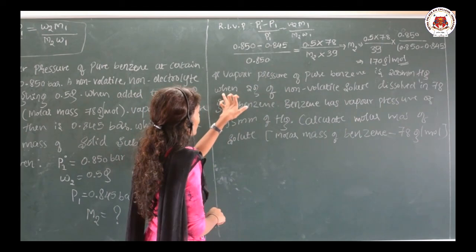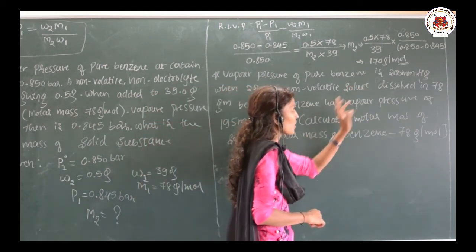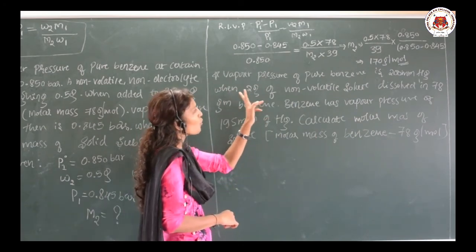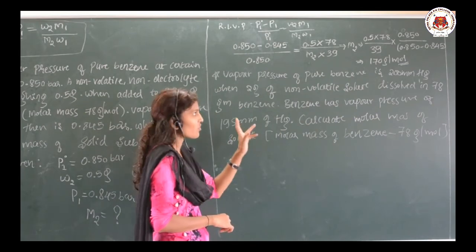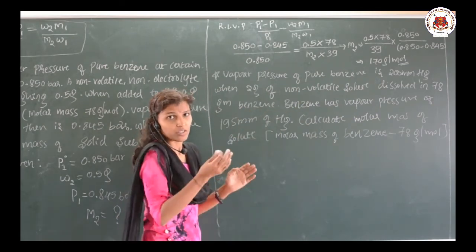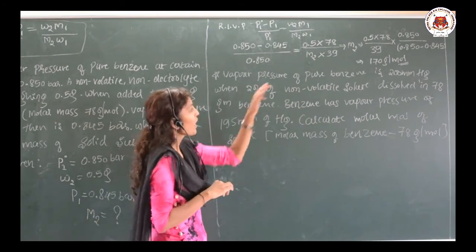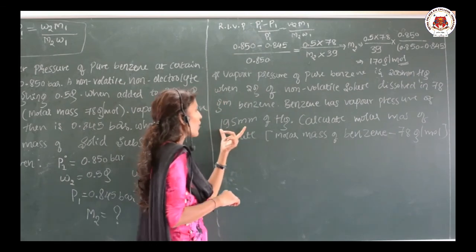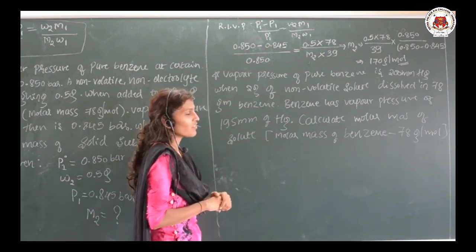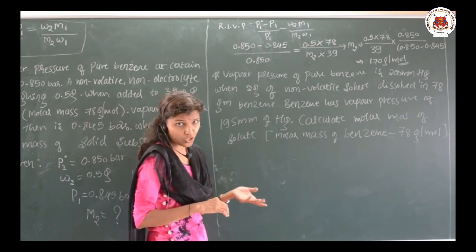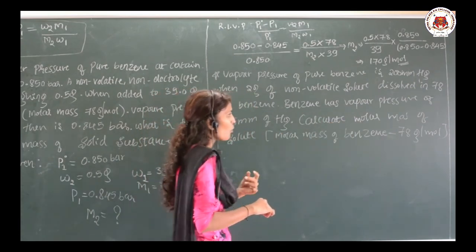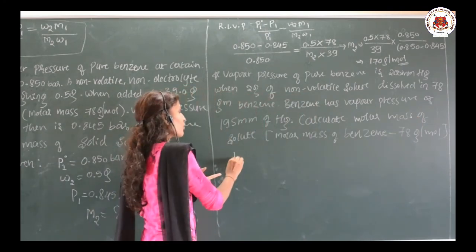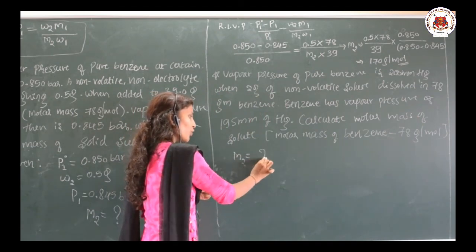And then when 2 gram of the non-volatile solute is dissolved in 78 gram of the benzene, it means they have mentioned the 2 gram solute weight, W2 they have given, in 78 gram of the benzene, W1. W1 and W2 values they have given, and P1 naught also given, and the benzene solution has the vapor pressure of 195 millimeter of Hg. See here, this is the vapor pressure of the solution, and calculate the molar mass of the solute. Again here also you need to calculate M2.